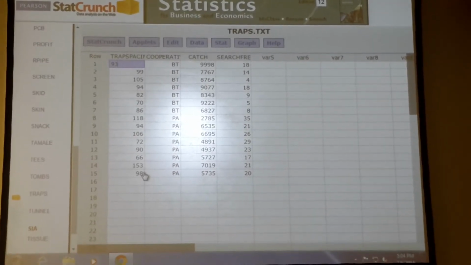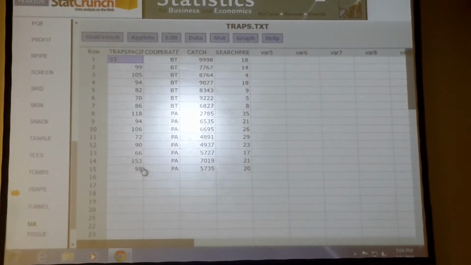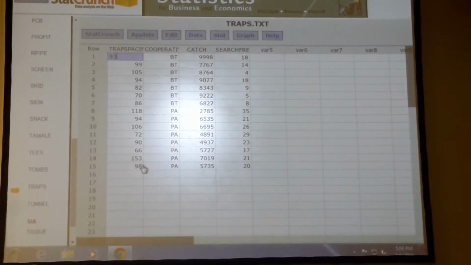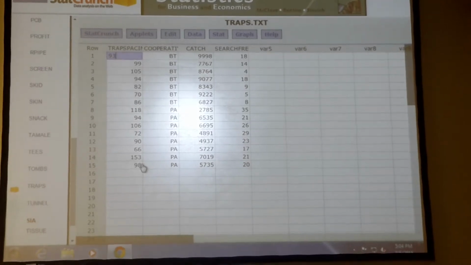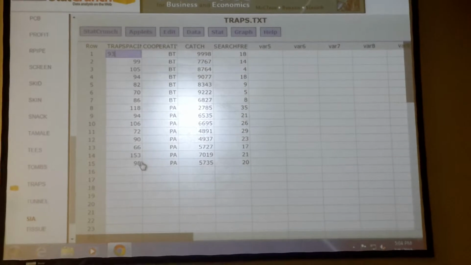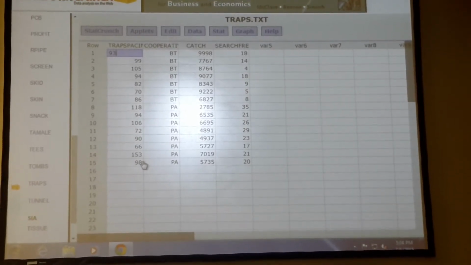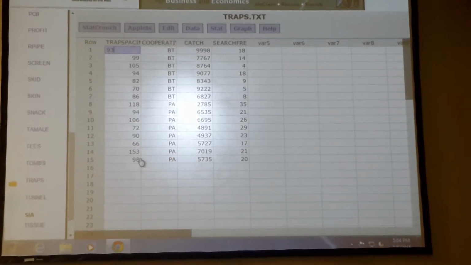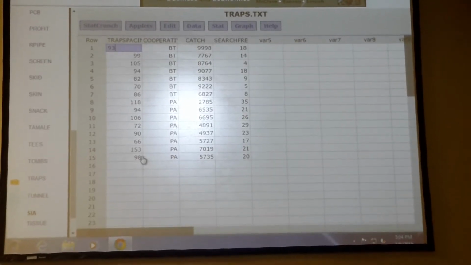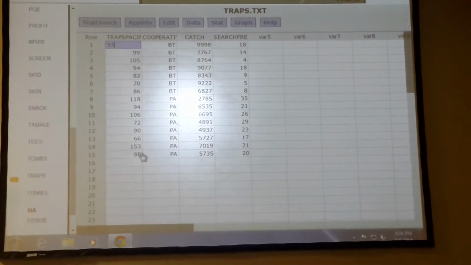This data has several different things in there, but the left-hand column called trap spacing deals with how much space there is between lobster traps. There's a regulation in Baja California, where this data was taken from, that the lobster traps have to be placed an average of 95 meters away from each other.